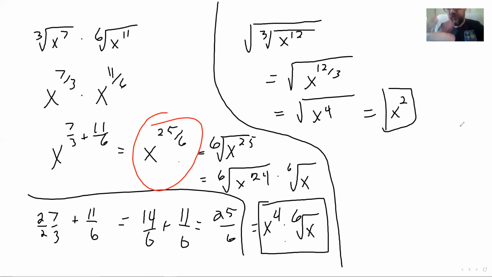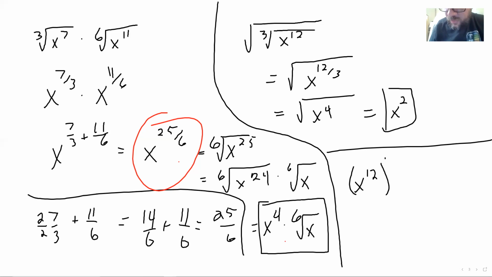You can also do this if you want to. I could have written this as x to the 12th, to the 1/3, all to the 1/2. That works as well. Remember that 1/3 is the cube root and 1/2 is your square root. And I multiplied all the exponents together. 12 times a third times a half is 2. That works as well.